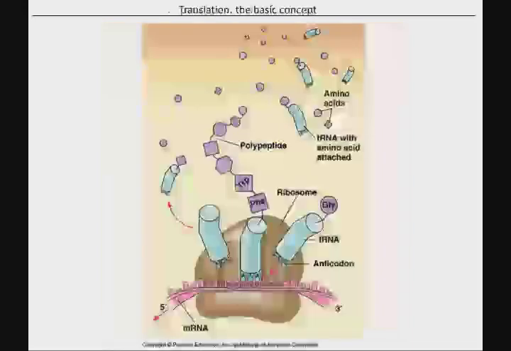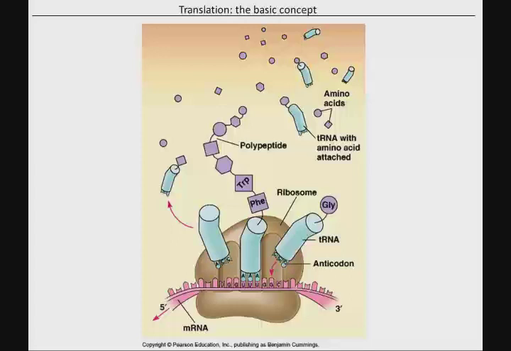So ultimately, what we're going to see is those anticodons bind through complementary base pairing to the codon on the mRNA, and within the ribosome, that's going to position the specific amino acid associated with that specific tRNA to be bound and built onto the growing polypeptide chain.